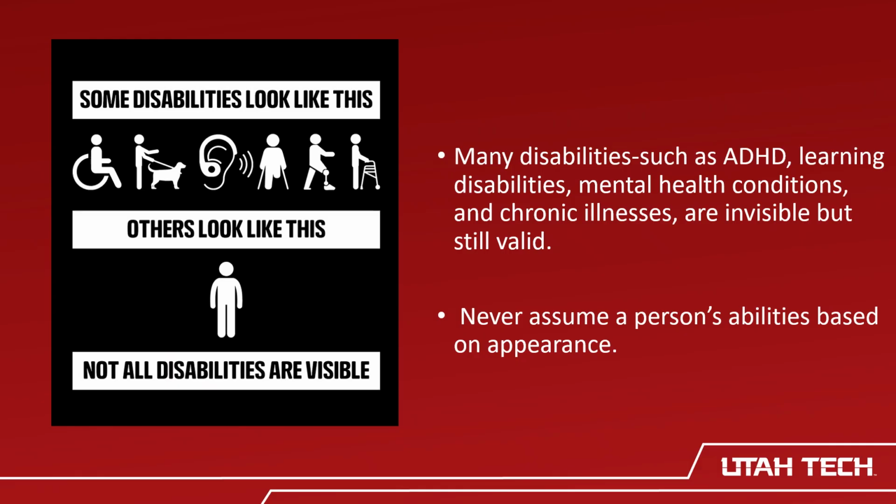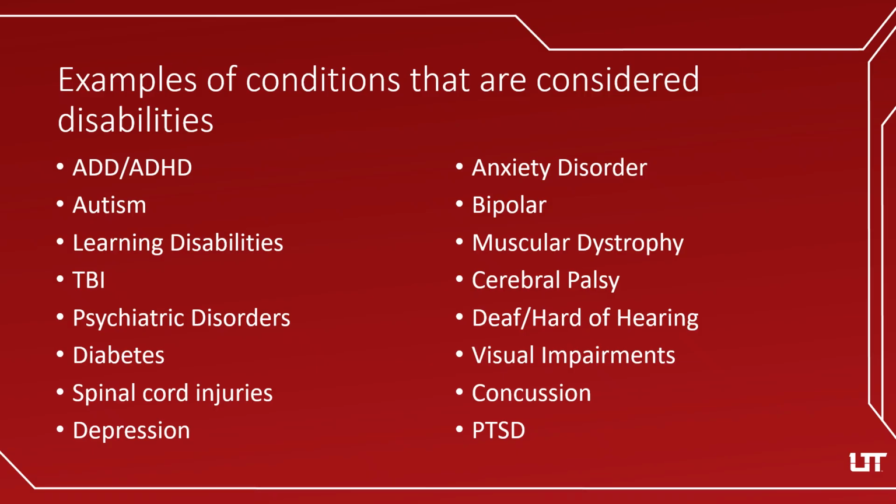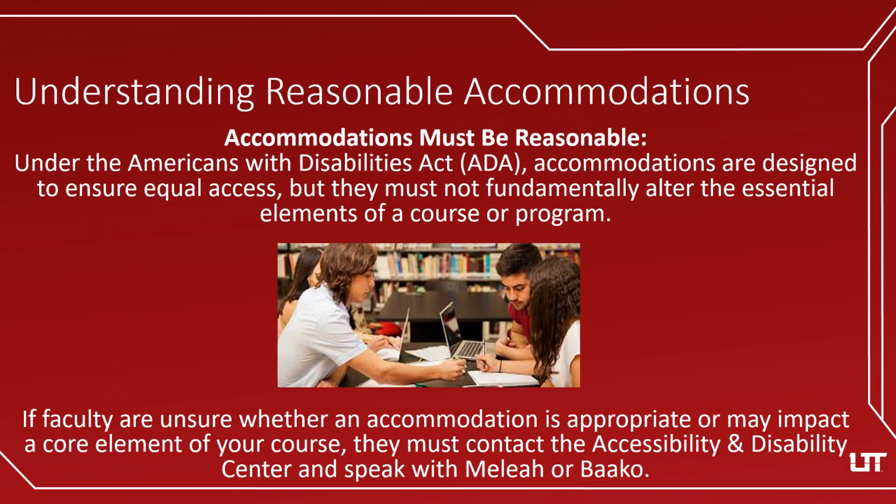This slide lists some examples of conditions that may qualify for disability accommodations. This is not an exhaustive list, but it helps illustrate the wide range of disabilities students may experience. Some students may have physical disabilities, sensory impairments, mental health conditions, chronic illnesses, or even a temporary injury or condition. Each student's situation is evaluated individually by our office, and accommodations are determined based on functional limitations related to learning.